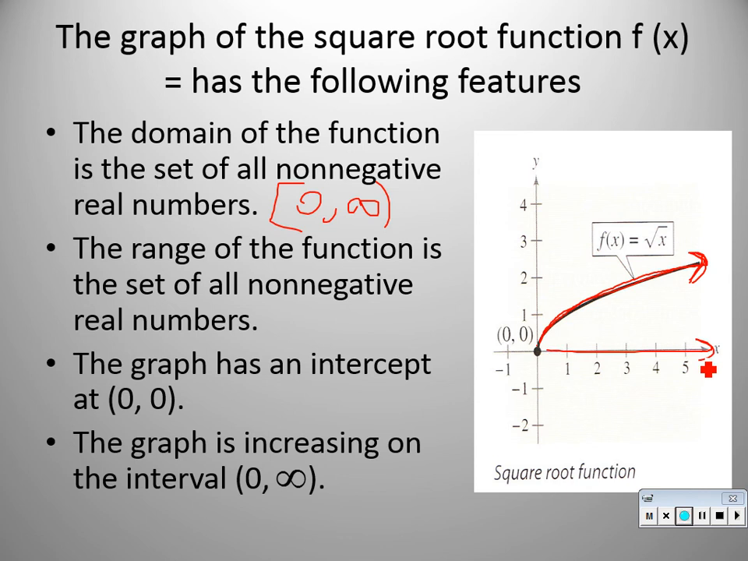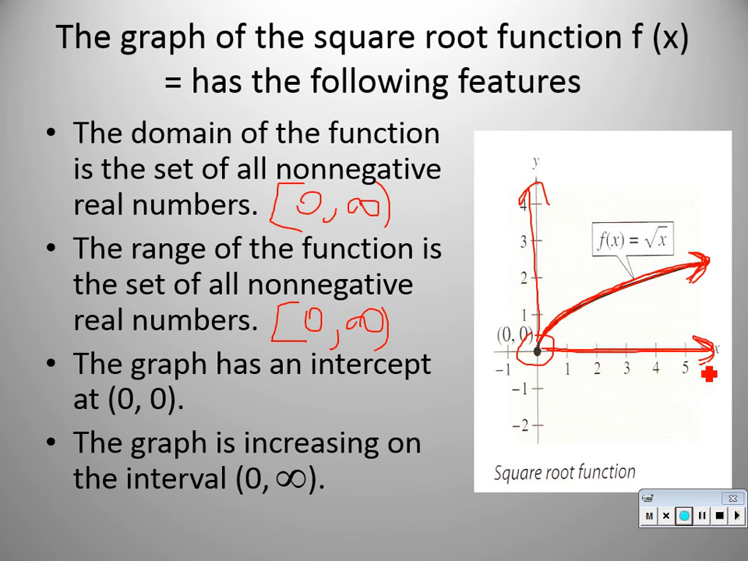The range is also the set of all non-negative real numbers. This graph, the range of it is also from 0 to infinity. The graph has an intercept at (0, 0), and the graph is increasing from 0 to infinity, as you can see here. So this graph is increasing as you read it from left to right, from 0 to infinity. And that is the square root function.